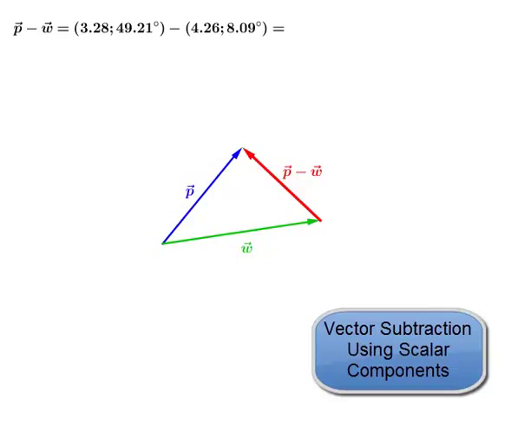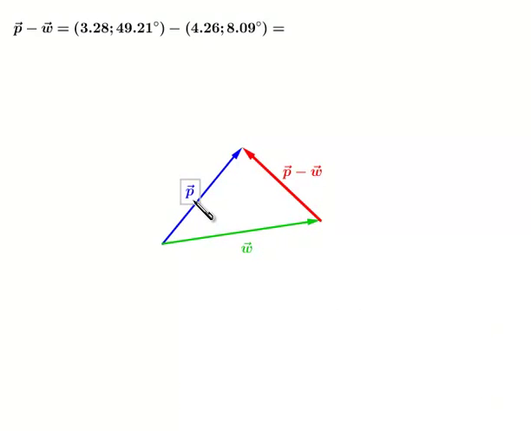Hi, in this video I want us to take a second and a deeper look at vector subtraction. Here we have two vectors, p and w. This vector is the result of subtracting w from p, p minus w. This is the best way to visualize vector subtraction. If I have two vectors and I want to subtract one from the other, I simply join them at the tail, and then the difference runs from the tip of one to the tip of the other.